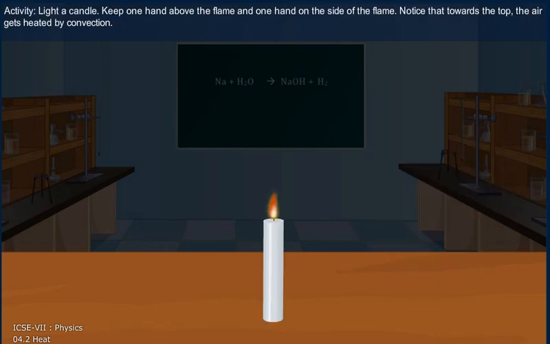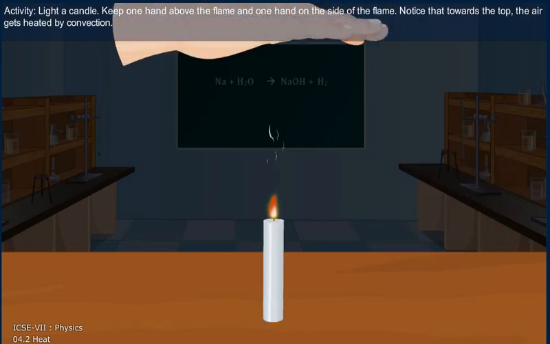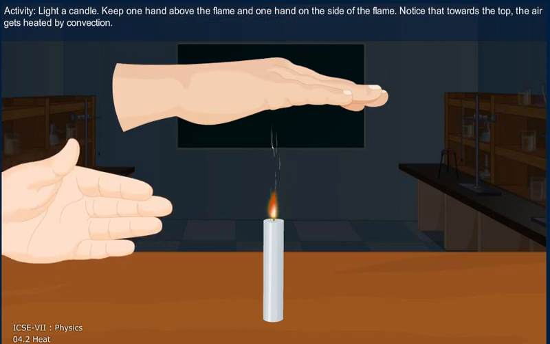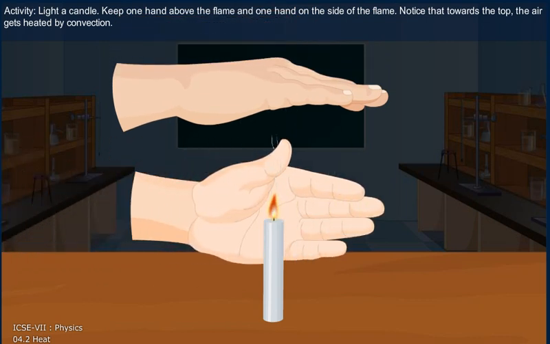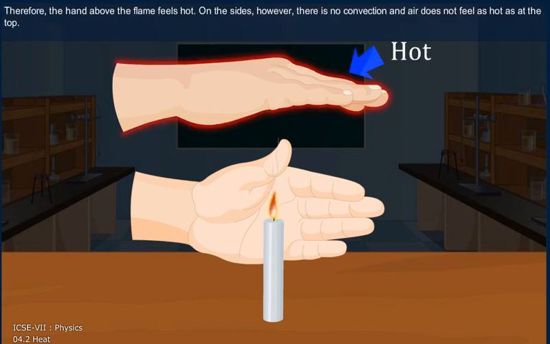Activity. Light a candle. Keep one hand above the flame and one hand on the side of the flame. Notice that towards the top, the air gets heated by convection. Therefore, the hand above the flame feels hot. On the sides, however, there is no convection and air does not feel as hot as at the top.